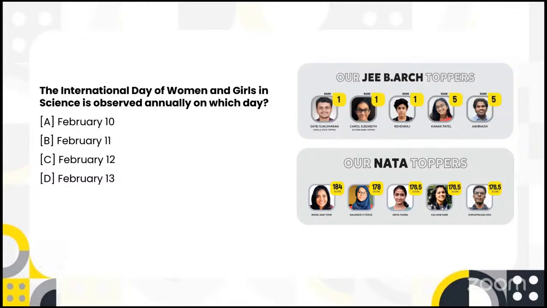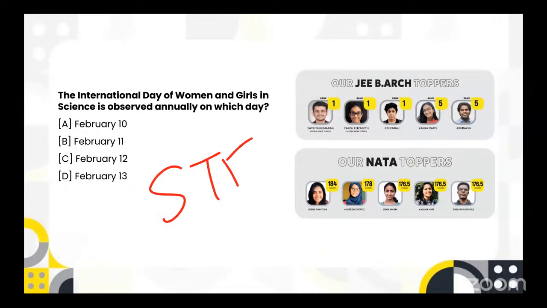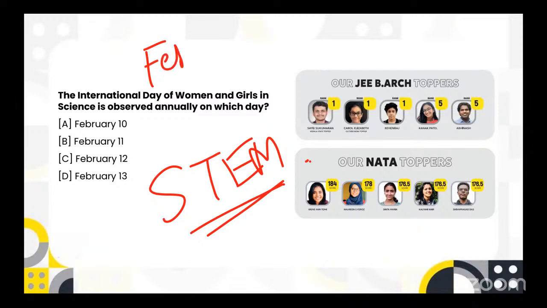So what is the purpose of the day? It is to promote equal participation of women in the science field. Science field in the sense we call it STEM: science, technology, engineering, and mathematics field. So this is celebrated or observed on February 11th. Every year there'll be something there.